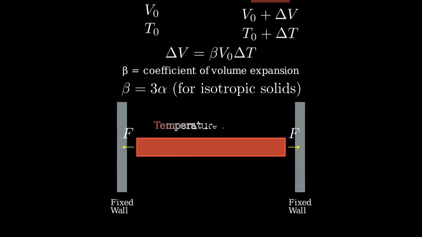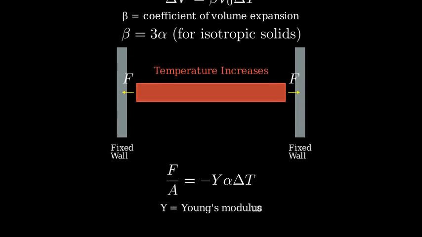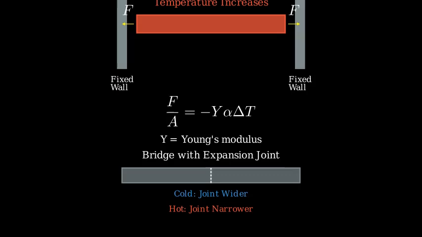Now, let's talk about thermal stress. When an object wants to expand or contract due to temperature changes, but is prevented from doing so, it experiences a thermal stress. The stress is given by the equation F over A equals negative Y alpha delta T, where F is the force, A is the cross-sectional area, Y is Young's modulus, and alpha is the coefficient of linear expansion. For example, bridges have expansion joints to prevent thermal stress damage. When a bridge heats up in summer, it needs room to expand, or it will buckle.